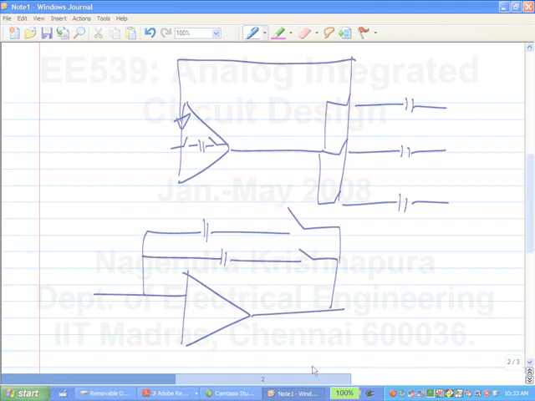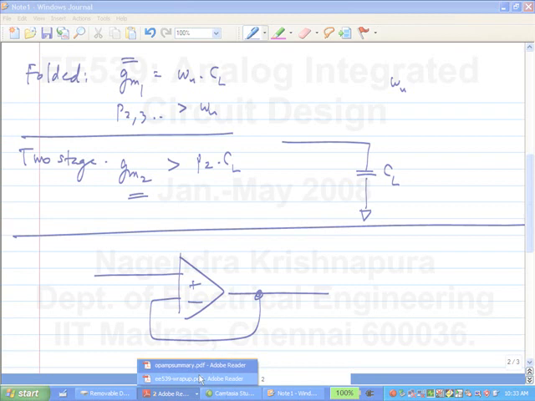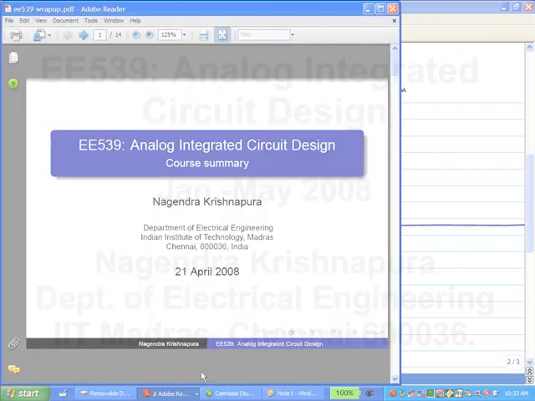Otherwise, if you have no information other than the largest load capacitance, all you can do is design for the largest capacitance and live with the low speed and the consequently higher power dissipation.